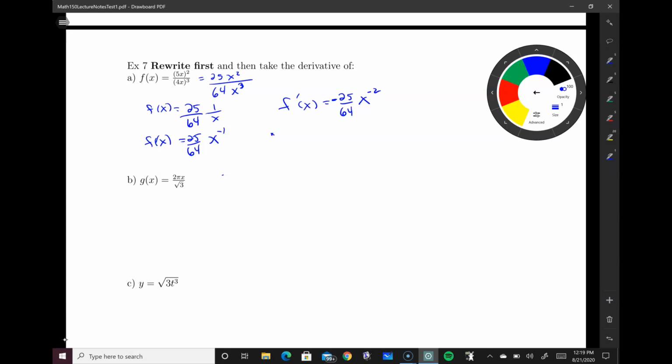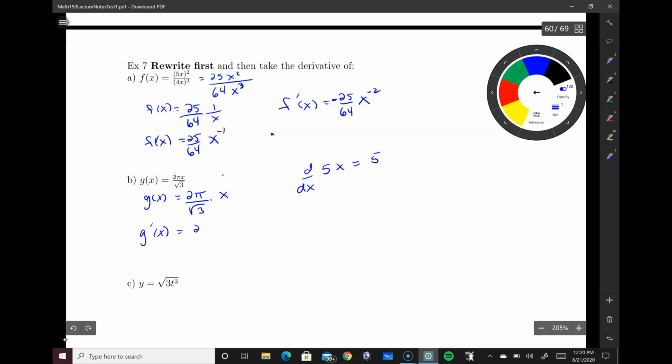All right, so it's important that I be able to identify what the numbers are to peel off. So 2 and pi are numbers, and root 3 is a number. All of that is multiplied times x. So just think of it as an easier problem. If you had the derivative of 5x, you know that would be 5. So the derivative of ugly number times x will be ugly number.